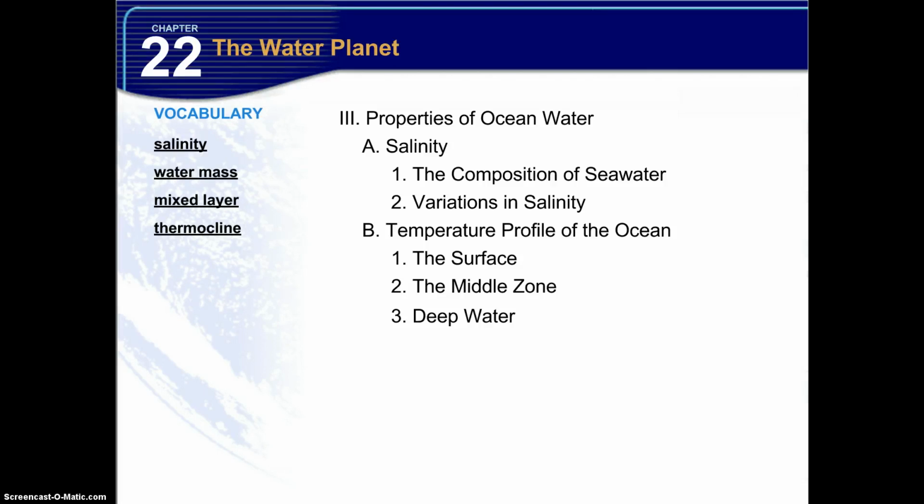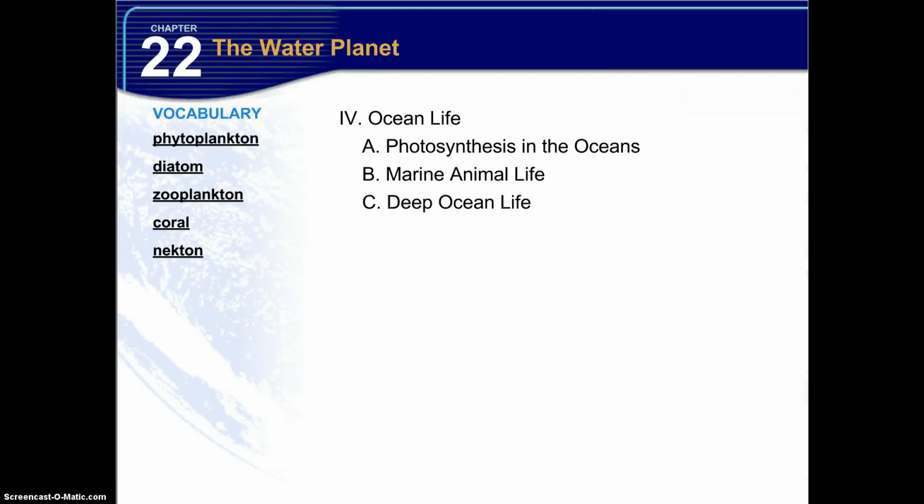That mixed layer was the surface. And then oceanic life: photosynthesis in the oceans, that's where most life happens, in the mixed layer, marine animal life, and deep sea ocean life. Alright, that's it for chapter 22.